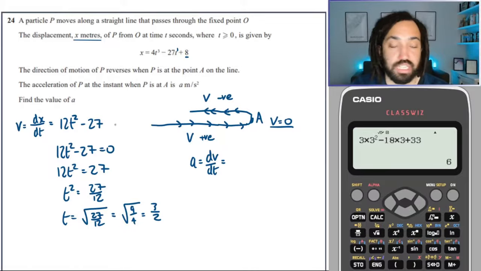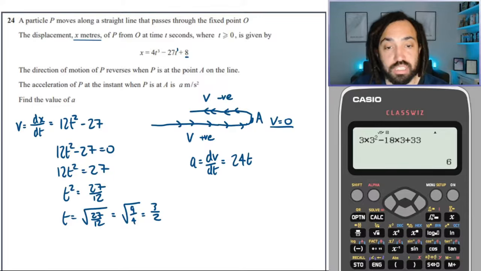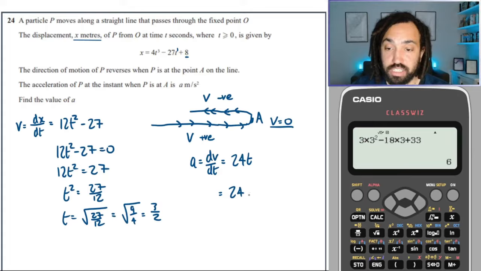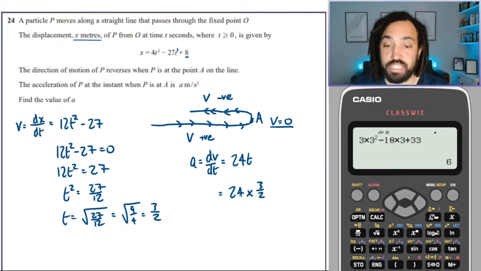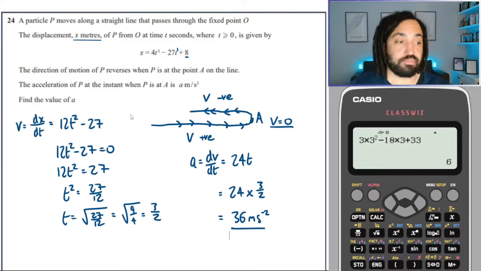So 2 comes down, times by 12 to get 24. Drop the power down by 1. And minus 27 is a constant, so that differentiates to 0. So now I just want to find that particular acceleration at the particular time 3 over 2. So I sub in t is equal to 3 over 2, and this gives me 36. Perfect.